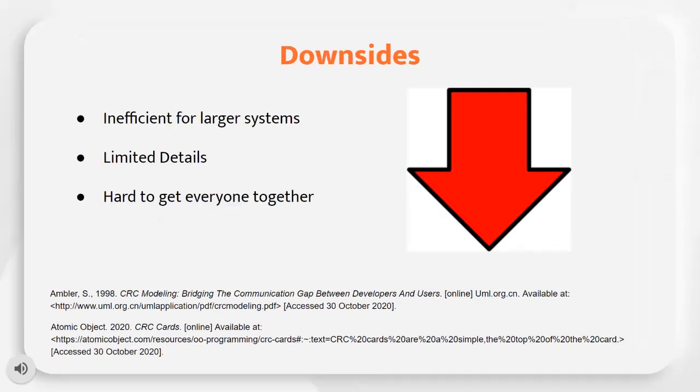One of the big downsides of CRC cards is they are inefficient for large systems. Since you need a card for a whole bunch of different things, you may not want to be carrying around 500 index cards in your pocket. It also gives limited details. It's great for initial design and prototyping, but you will definitely want something more specific as you iterate further into the design process.